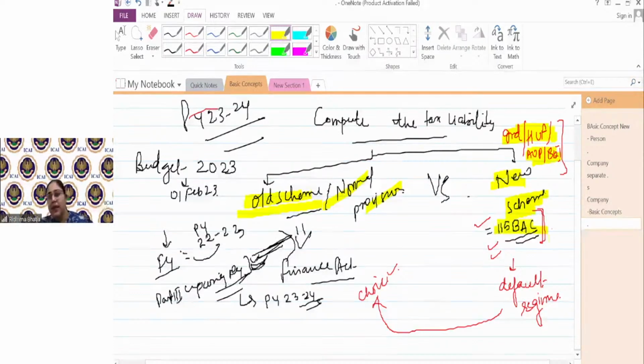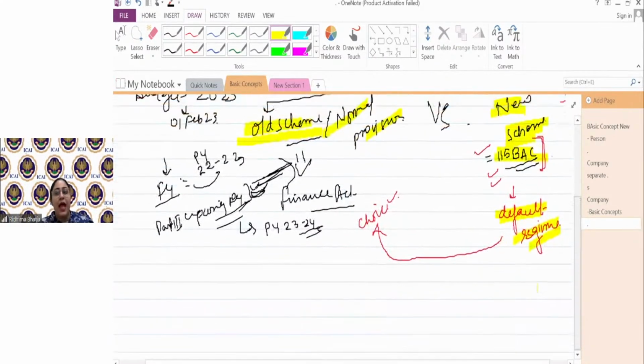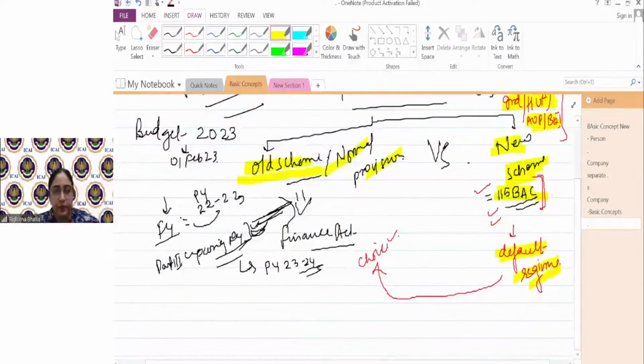The new scheme has attractive tax rates, but it has some drawbacks also versus the old scheme. Since in its inception, people were not opting for the new scheme, the government made the new scheme the default regime. That is, if you do not choose the old scheme, or if you do not opt out from the new scheme, then by default, the new scheme would be applicable. So now let's study what are the tax rates in the new scheme.